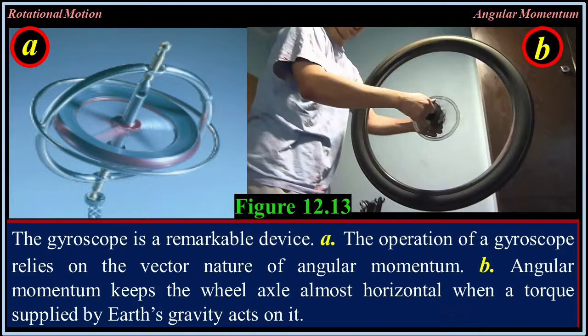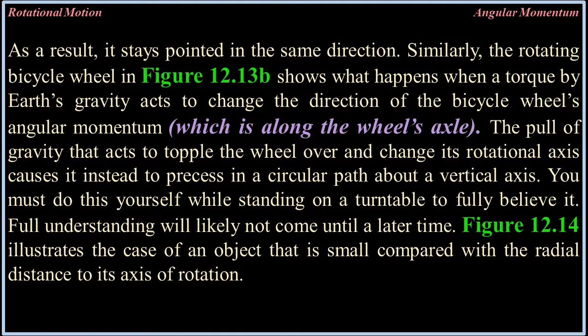Similarly, the rotating bicycle wheel in figure 12.13b shows what happens when a torque by Earth's gravity acts to change the direction of the bicycle wheel's angular momentum, which is along the wheel's axle. The pull of gravity that acts to topple the wheel over and change its rotational axis causes it instead to precess in a circular path about a vertical axis. You must do this yourself while standing on a turntable to fully believe it. Full understanding will likely not come until a later time.